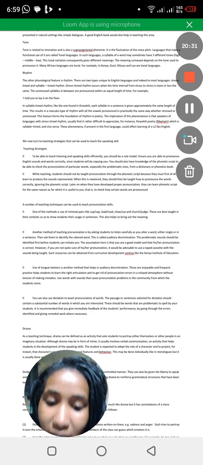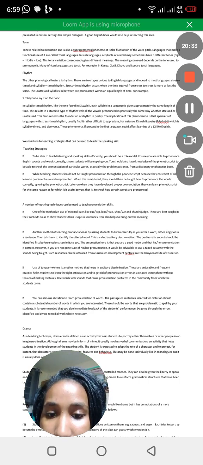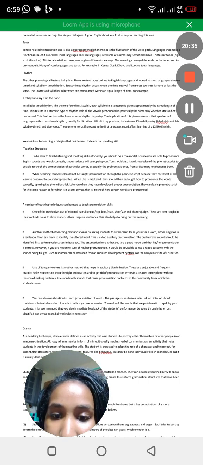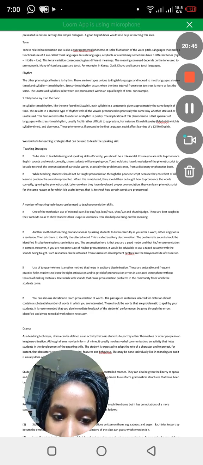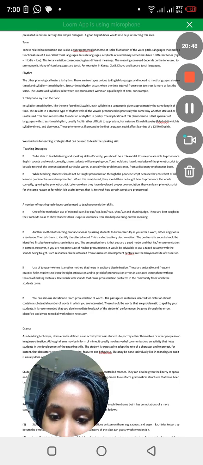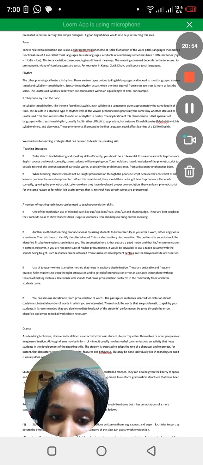Another game is find the difference. Another game is debates, group discussion. Yeah, that is all about the teaching of listening and speaking. So next, the teaching of grammar. There has been a lot of debate about the teaching of grammar in the English language.